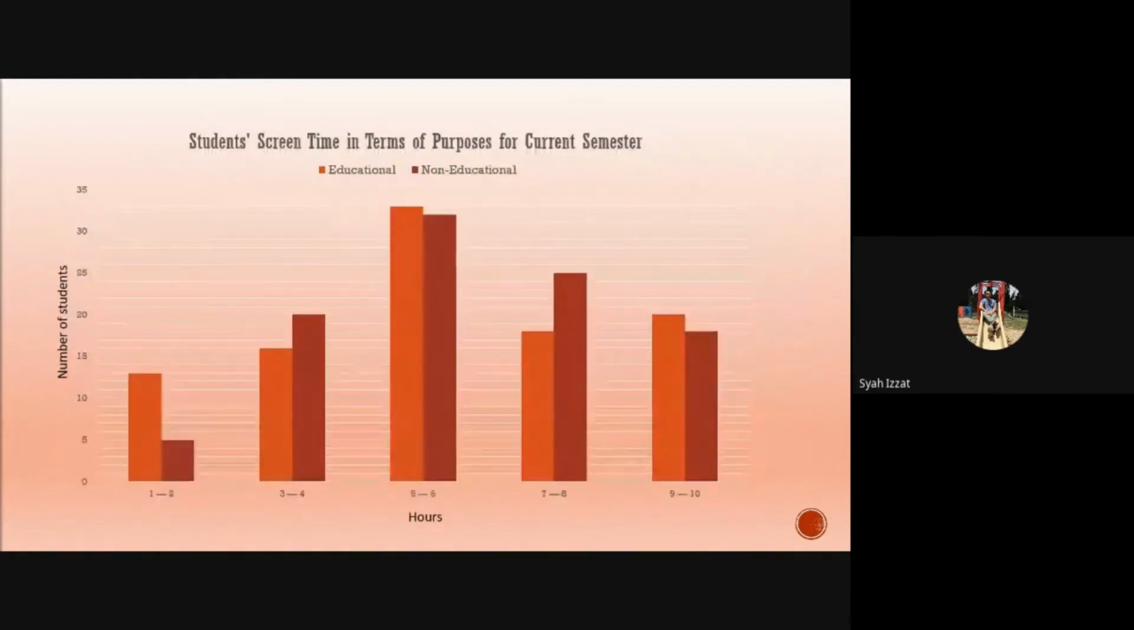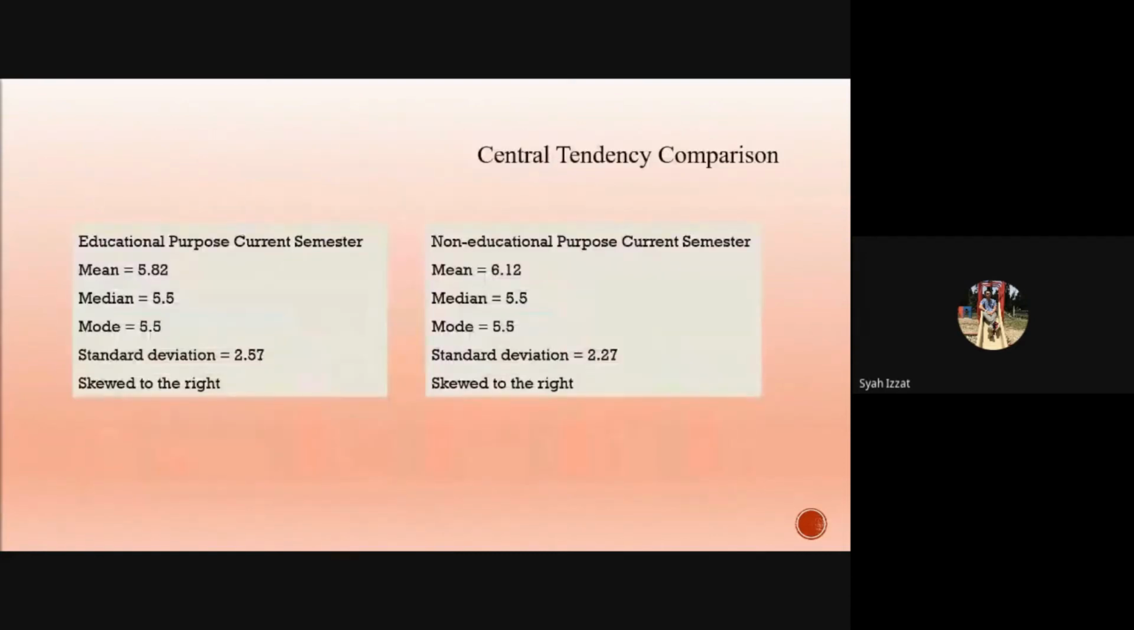So the next one is the student screen time for the current semester, which is this semester, and the central tendency is educational purpose. For the current semester, the mean is 5.82, the median is 5.5, the mode is 5.5, the standard deviation is 2.57, and the graph is skewed to the right.